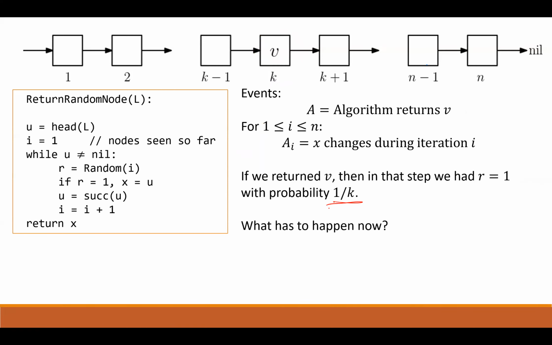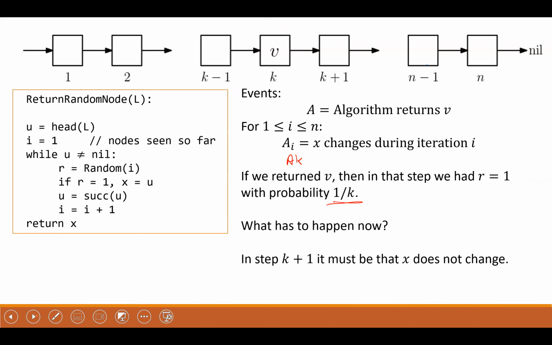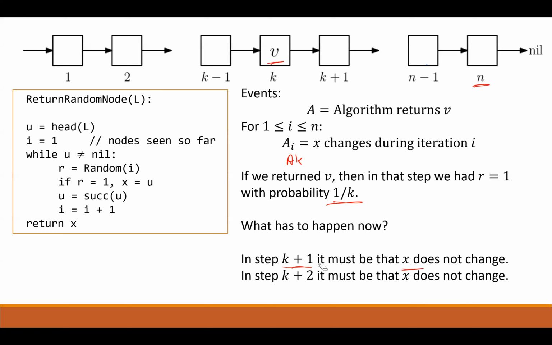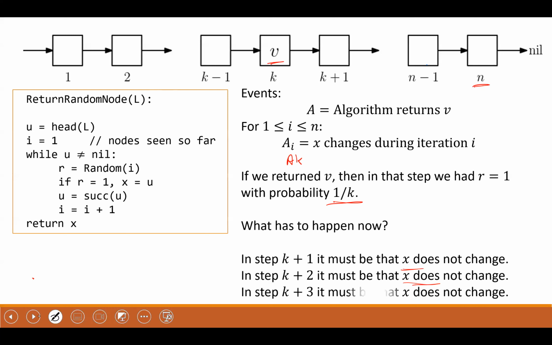The other events that I need to have happen, so I need AK to have happened. Yeah, I really stumbled over that. Okay, so once I remember this, I have to keep it until the end. So I'm going to walk through the rest of the list until I get to the end, and I'm not going to select any of those items. Right, so in step K plus 1, it must be that X does not change values. In K plus 2, it must be that X does not change, and so on and so forth, all the way to the end.